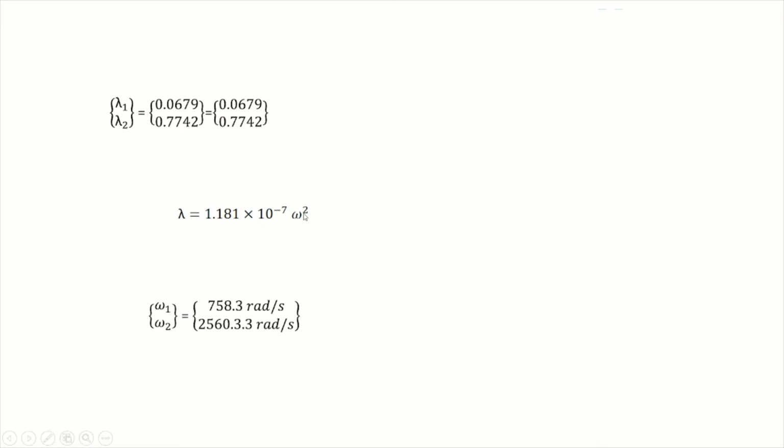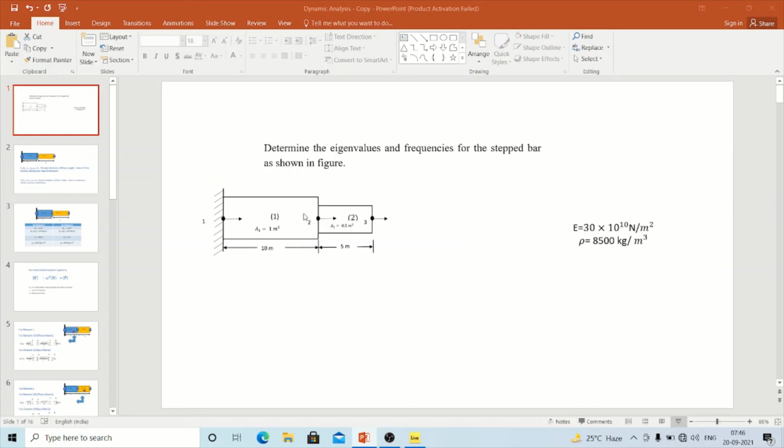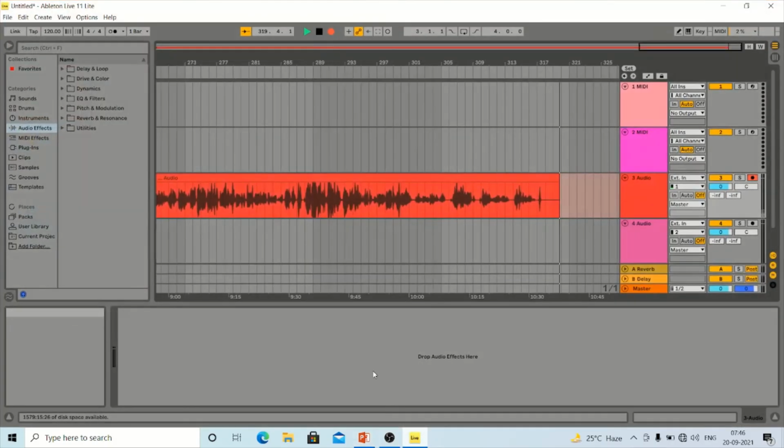It is solved as a quadratic problem, and so we got lambda here. We got two values of lambda. That's what I earlier missed: omega square. Lambda is equal to this much into omega square. So omega 1 and omega 2, we successfully got it. This is how we got the eigenvalues and frequencies, the first two frequencies.